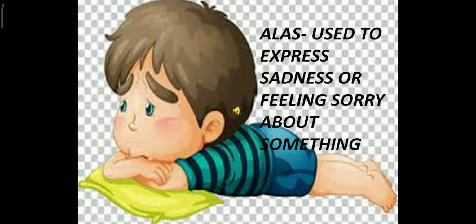Alas is a word used to express sadness or feeling sorry about something. So in the picture you can see there's this little boy who's very sad, who's very upset about something. The same thing was happening to Bhaiya as well. When he says alas, it just shows how sad he was. Definitely, because if a person fails in any class or any subject, it's very natural for that person to be sad, and this is why Bhaiya used this word alas.